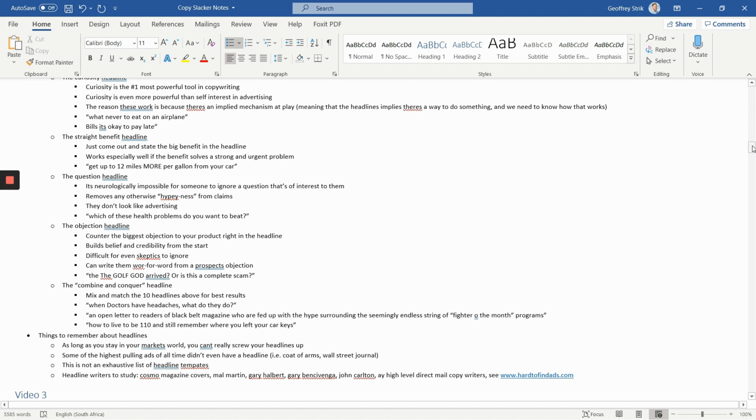The question headline. It's neurologically impossible for someone to ignore a question that's of interest to them. Removes any otherwise hypiness from claims. They don't look like advertising. Which of these health problems do you want to beat? So basically, if you want to position your claims in the form of a question, you can do so. It more effectively gets past the BS barrier, because it doesn't seem like you're making a claim, but rather asking a question which insinuates or implies that your product can achieve certain results.